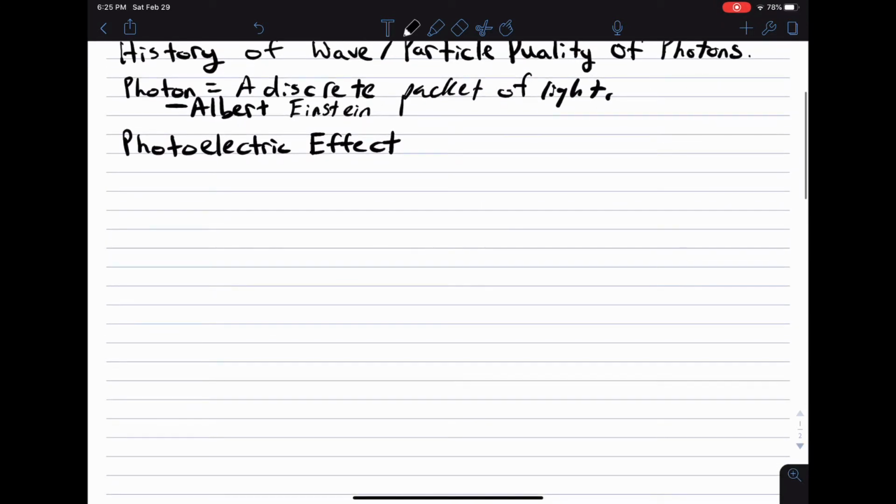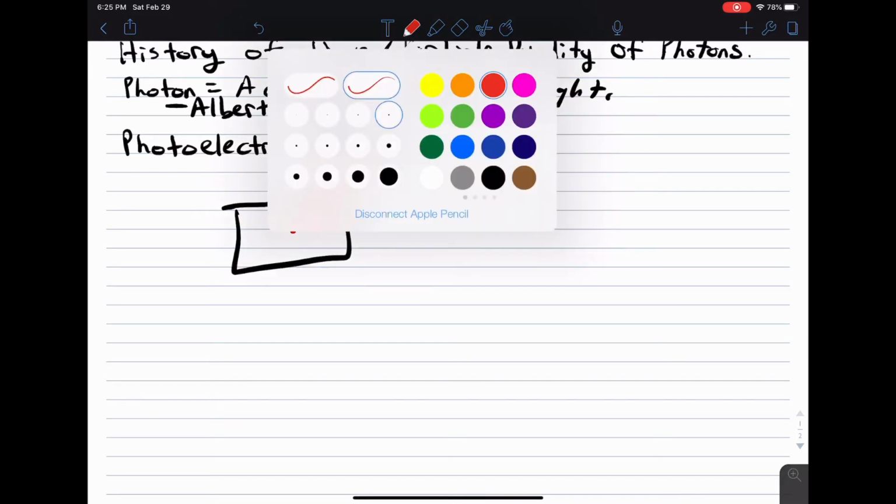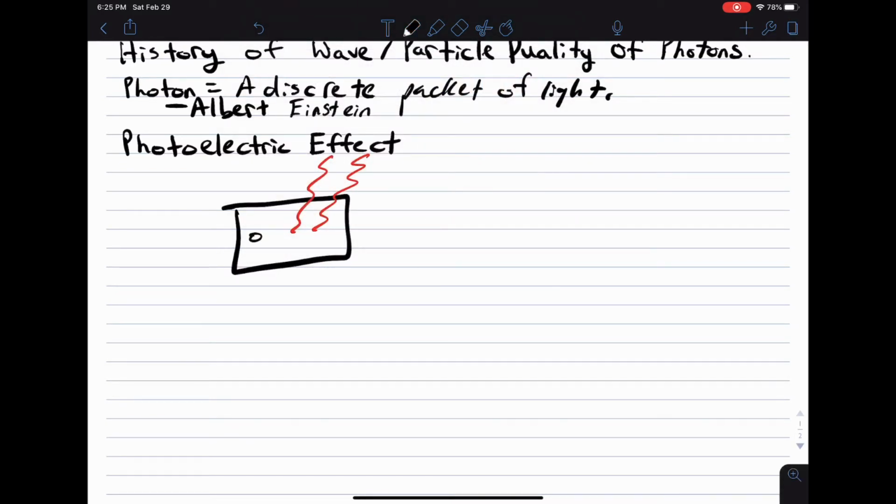To explain the photoelectric effect, let's start with what it is. The idea is you have a piece of metal, and then you have different colored waves of light that come in. In this case, we have red light. On the surface of this metal, you're going to find electrons, which we'll signify by these circles.